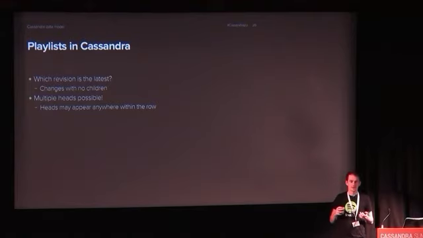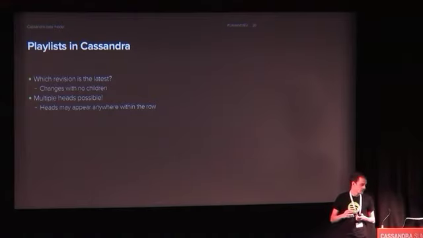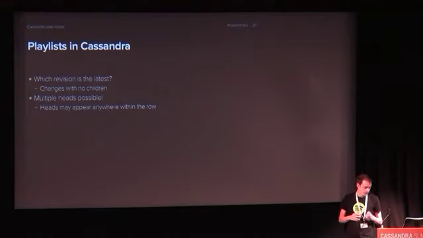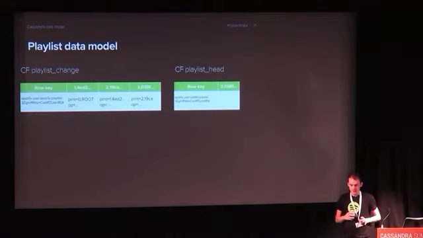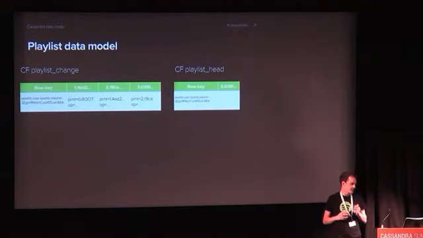And then to find that, you would, in theory, need to read the entire row and figure out which change does not have any children, which is very expensive. So you can't do that, really. So instead, we use a separate column family to keep track of only the latest revision of each playlist. And we call this one playlist head.